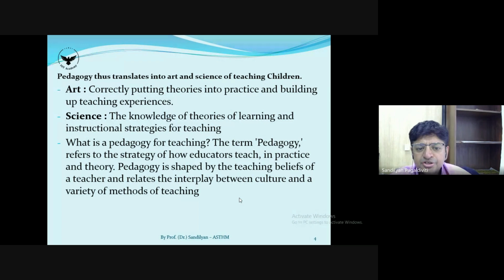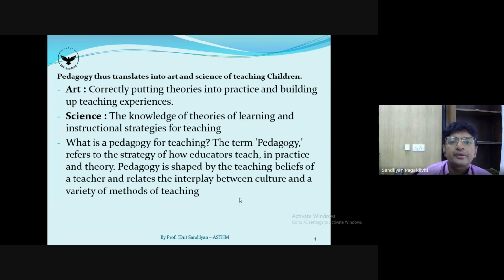So, pedagogy is shaped by the teaching beliefs. What beliefs you have, what thought processes you have, it is based on that, and it relates the interplay between the culture and a variety of methods of teaching. Can we move to the next slide, ma'am?